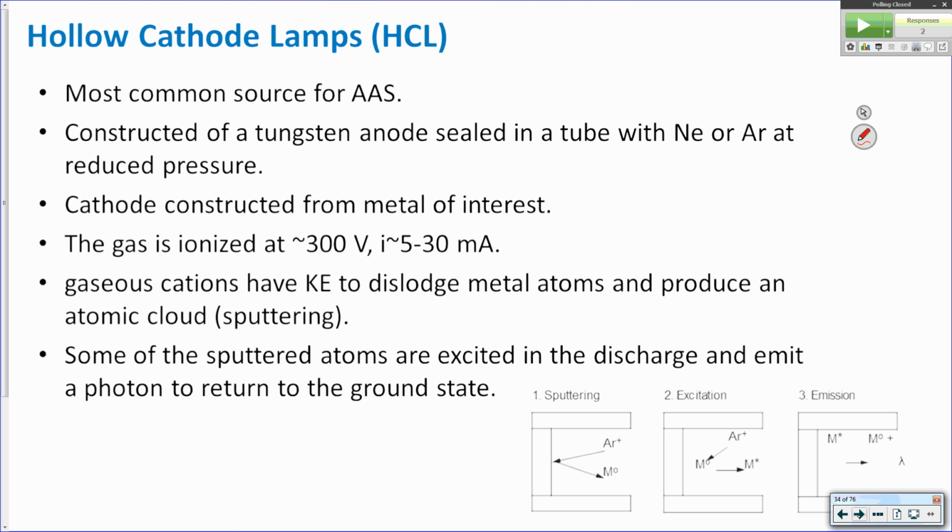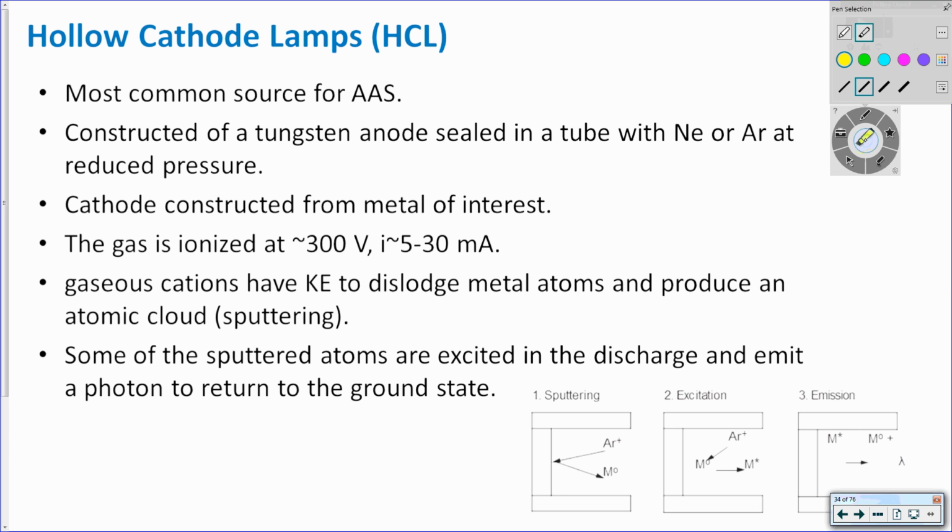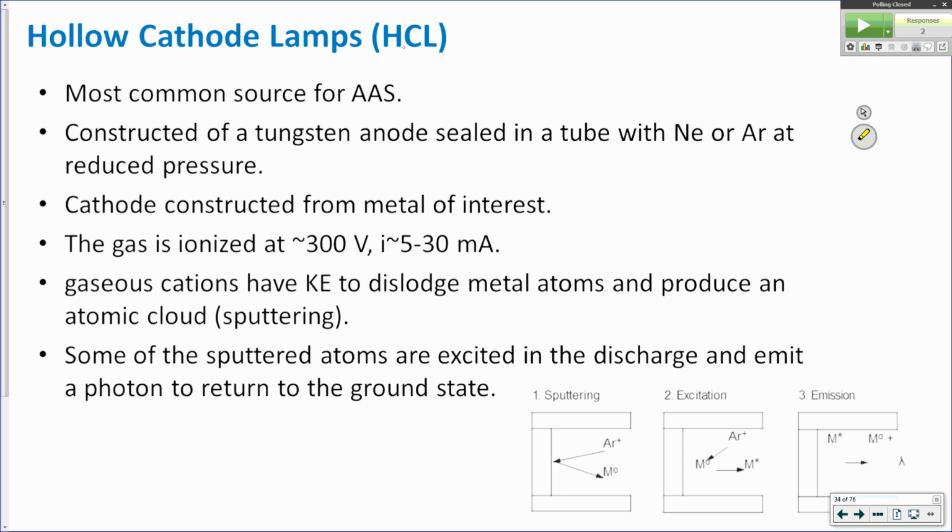So if we look at the types of source we use, the source is the hollow cathode lamp, an HCL. It's the most common for atomic absorption spectroscopy. These have a tungsten anode sealed inside of a tube that's got either neon or argon in it, and that's at a reduced pressure, so there are only a few torr of gas inside of there. And the cathode is made out of the metal of interest.